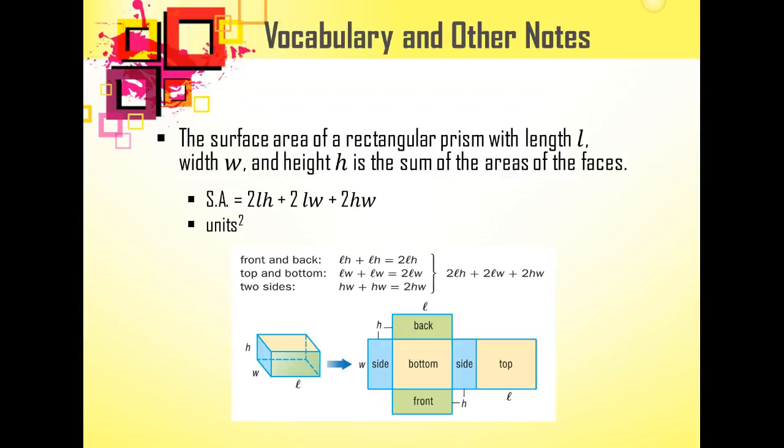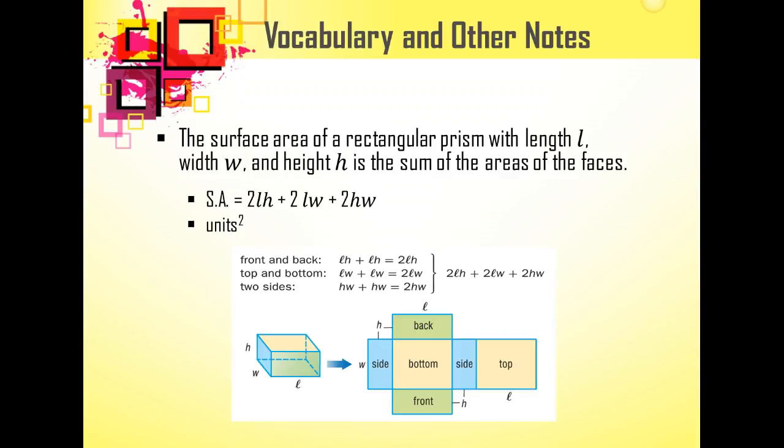We will use a label of units squared because we are taking a three-dimensional object and flattening it out into a two-dimensional shape. We are then covering the surface of that two-dimensional shape with square units. If we take a look at the figure below, we can see how the formula is derived. When we're working with rectangular prisms, the opposite sides are congruent.